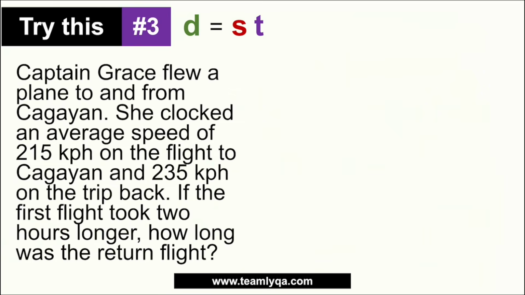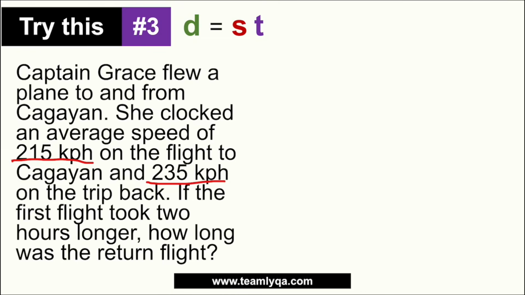Question number 3. Captain Grace flew a plane to and from Cagayan. She clocked an average speed of 215 kilometers per hour on the flight to Cagayan and 235 kilometers per hour on the trip back. If the first flight took 2 hours longer, how long was the return flight?